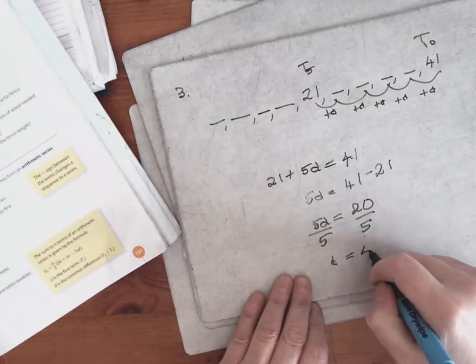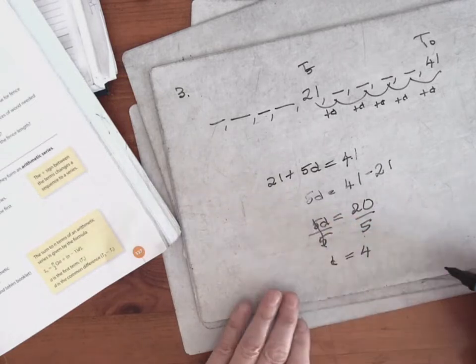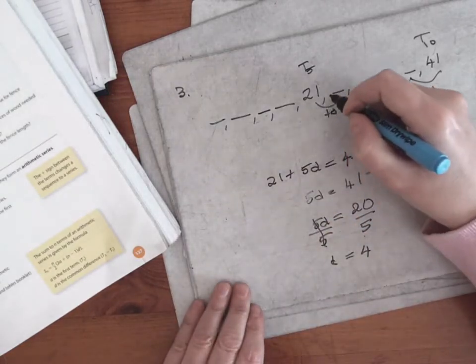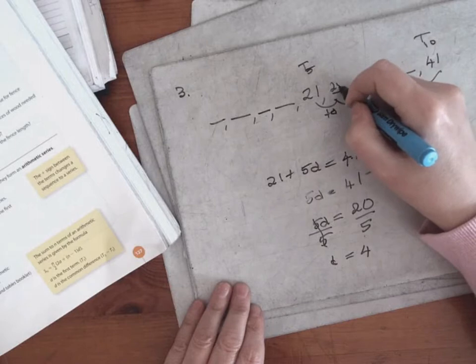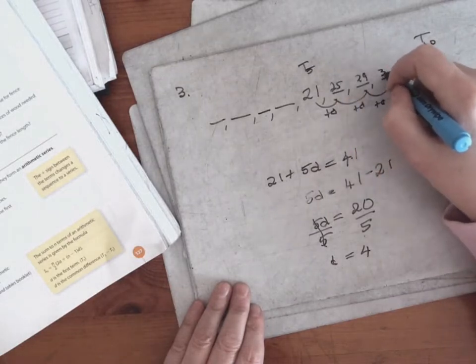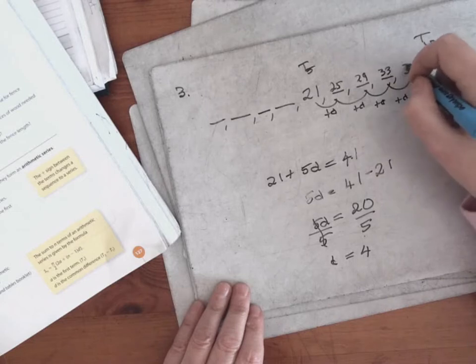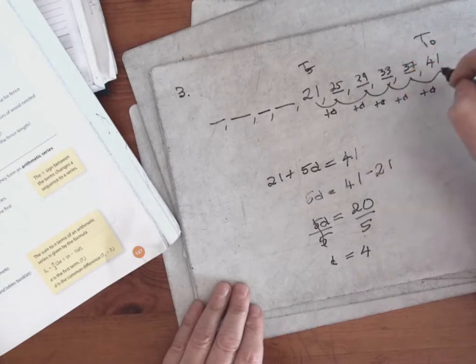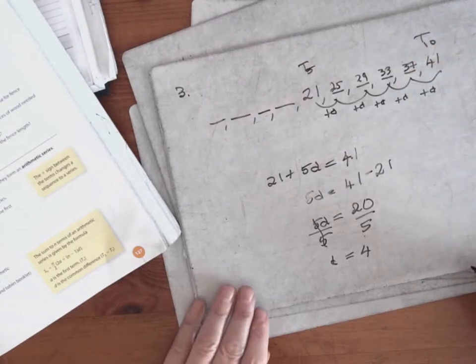That's just a coincidence. It's not always 4. Check your answer. Add on 4. Does that go to 25? Then add on 4, 29. Add on 4 is 33. Add on 4 is 37. And add on 4 gets me to 41. So I know I'm right.